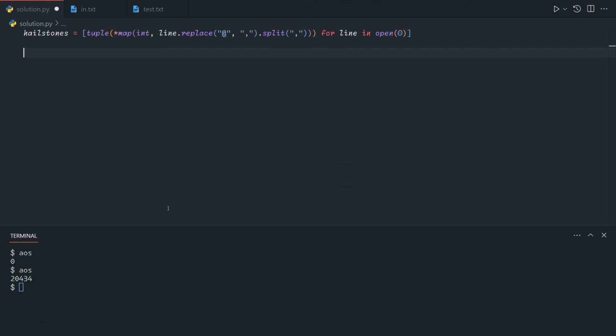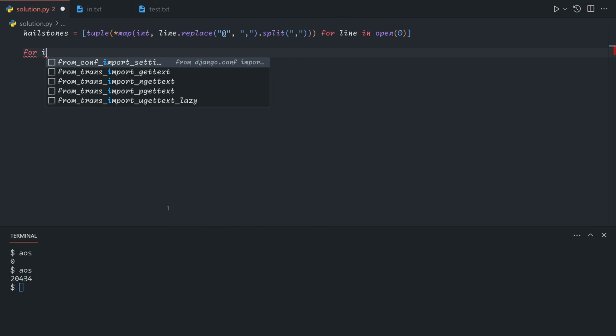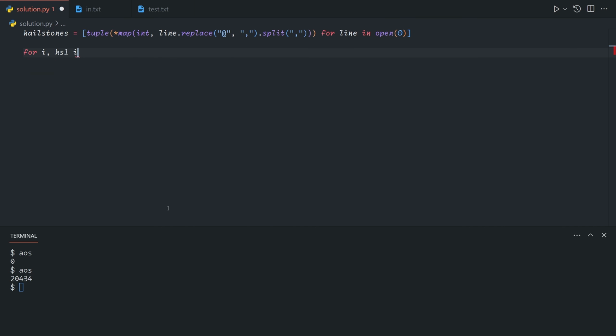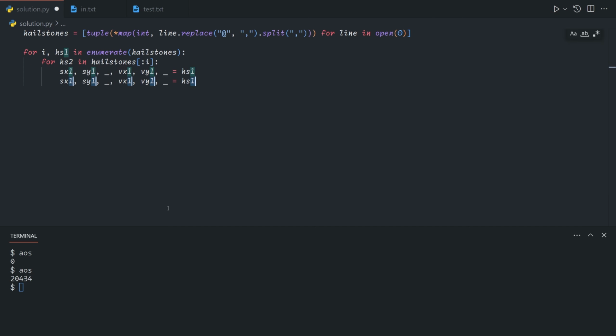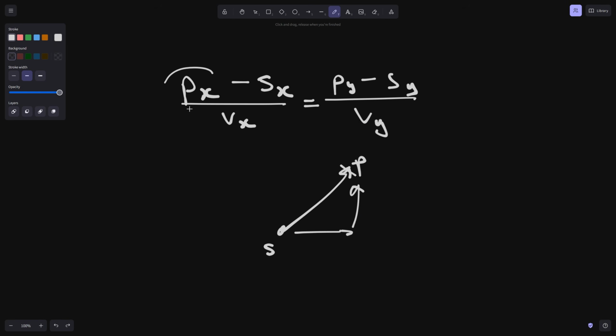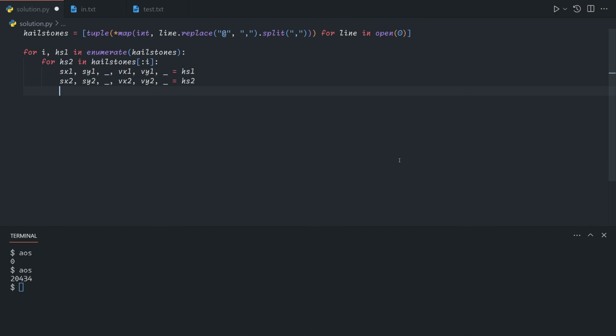So the way we're going to do this is we're just going to say for i, hs1 in enumerate(hailstones), for hs2 in hailstones up to i, we do start x1, start y1, blank, vx1, vy1, blank equals hs1, and then the same goes for hailstone 2. So that gives us our positions and velocities for both. And so now we just need to solve for a px that satisfies this equation for everything.